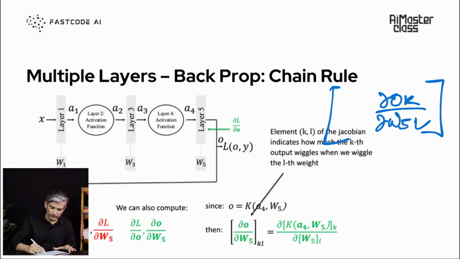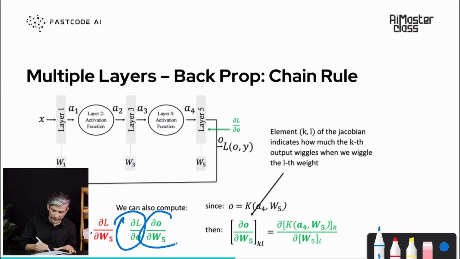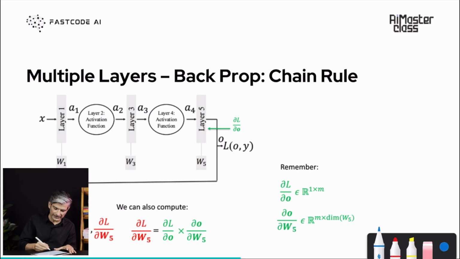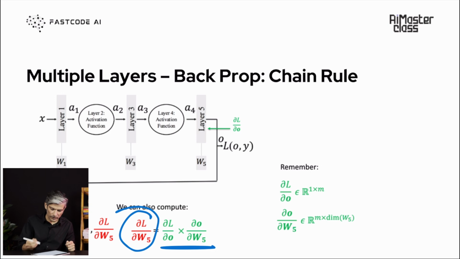Okay, so we have now computed the gradient dou L by dou O. We also have the dou O by dou W5 Jacobian, and now that we have these two, we can very nicely multiply them, and that will actually give us the derivative of loss with respect to W5. So what did we do?